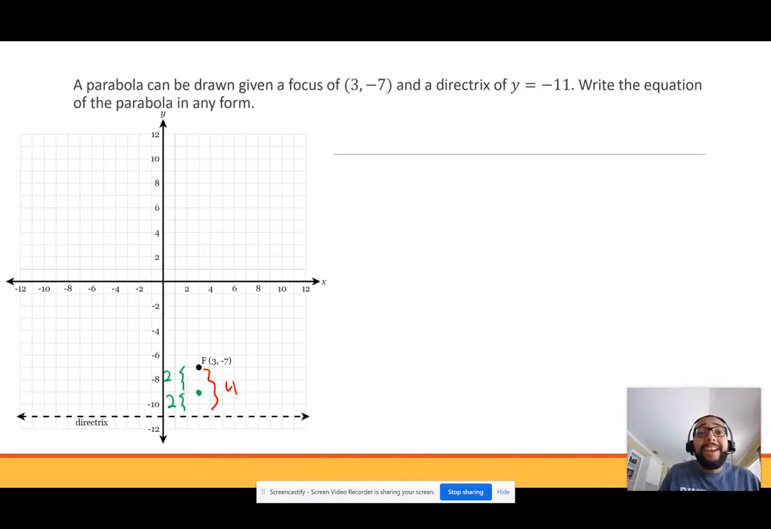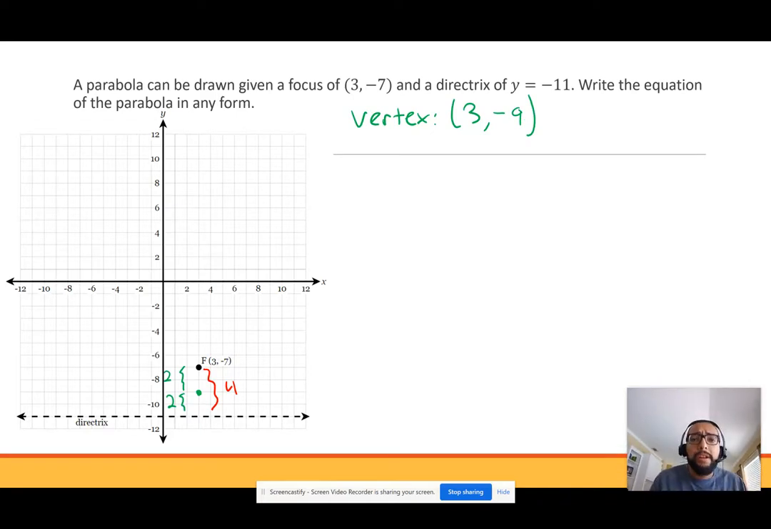And I said earlier, the x value of your vertex is going to be the same x value of your focus because they lie on the same axis of symmetry. So given just this right here, I know my vertex is at that point (3, -9).